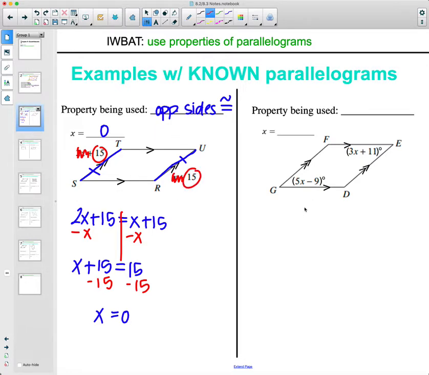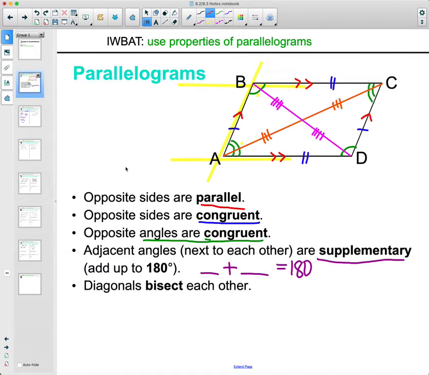Then looking at this one, we want to decide, do we have sides, angles, or diagonals? In this case, we have angles. So if I look at my two properties dealing with angles, that's these two.